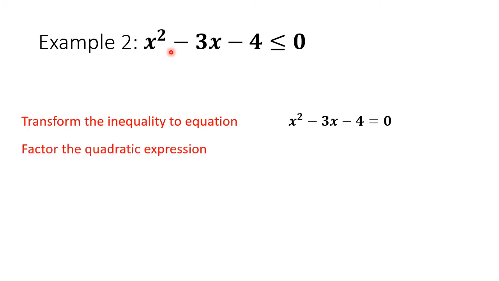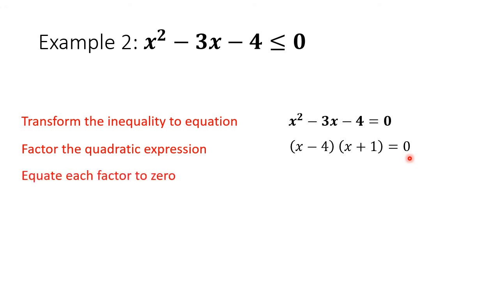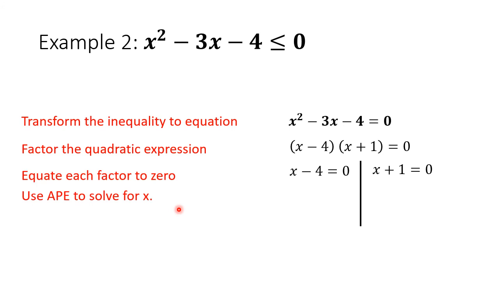Okay? Next, factor the quadratic expression. So, we have here the quantity x minus 4 times the quantity x plus 1 is equal to 0. Okay? Third step, equate each factor to 0. So, magiging x minus 4 is equal to 0 and x plus 1 is equal to 0. Okay? Use APE to solve for x.